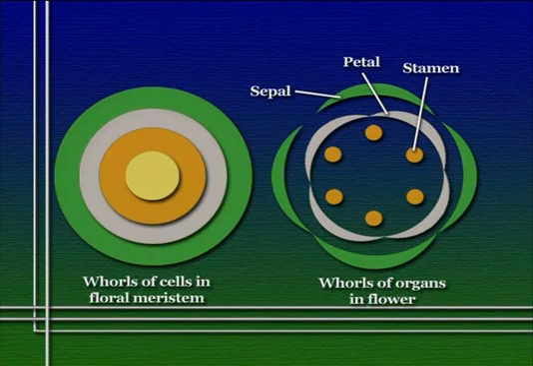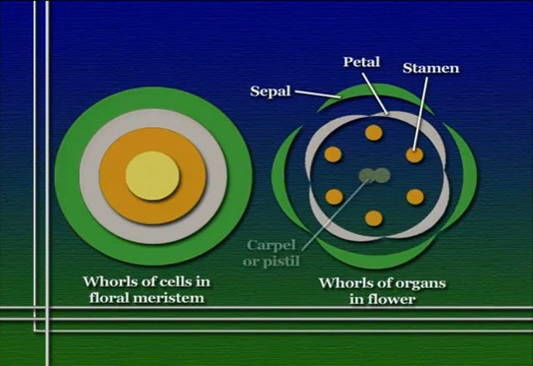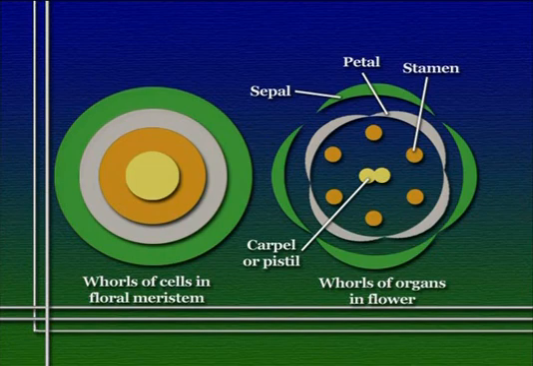And finally, the innermost ring or whorl of organs in the flower are called the carpels. These are also referred to sometimes as pistils. Carpels or pistils are the female reproductive organs. This is where the female gametes are produced, and actually, as it turns out in flowering plants, this is where fertilization occurs and the zygote begins its development to create a seed.